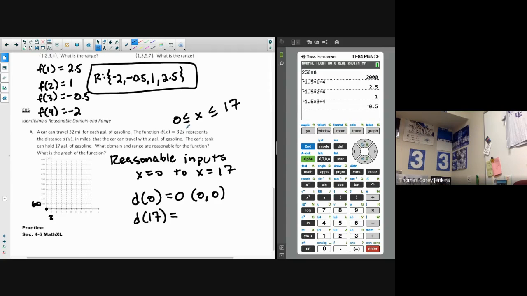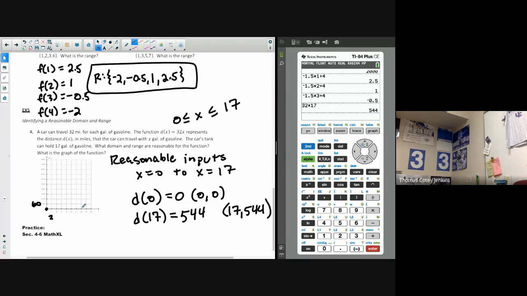So that would be 32 times 17. I'm not going to waste time trying to multiply that out by hand. I'm just going to type it in. So it says 17 maps to 544. So on a graph, that's just the point (17, 544).